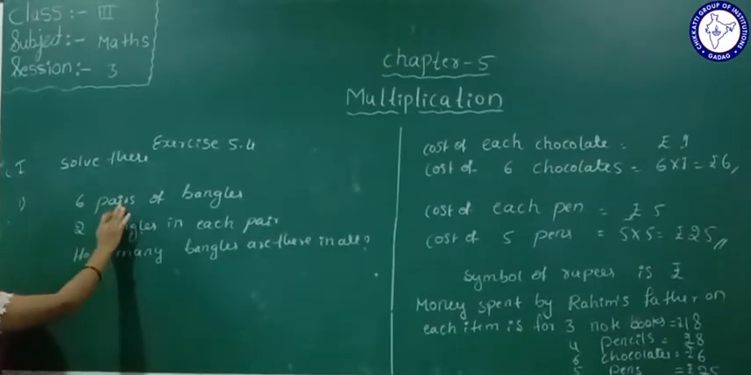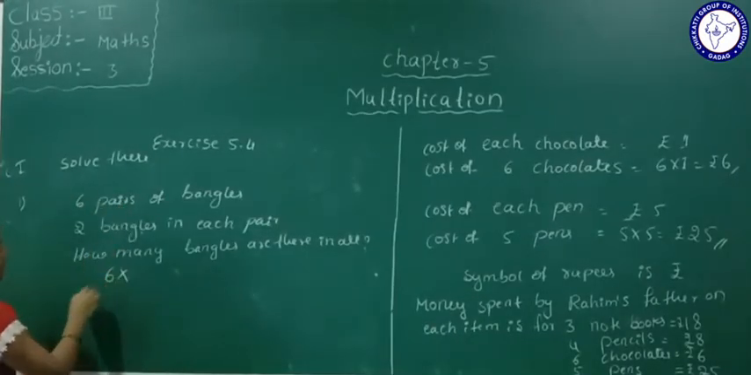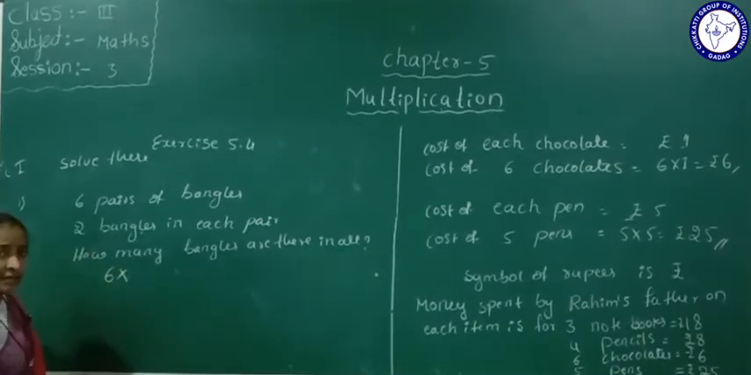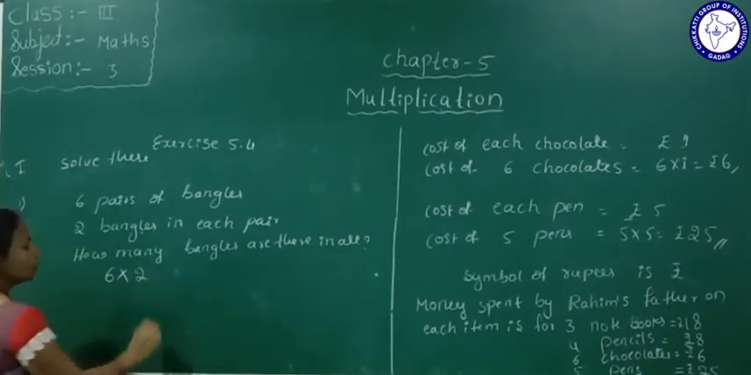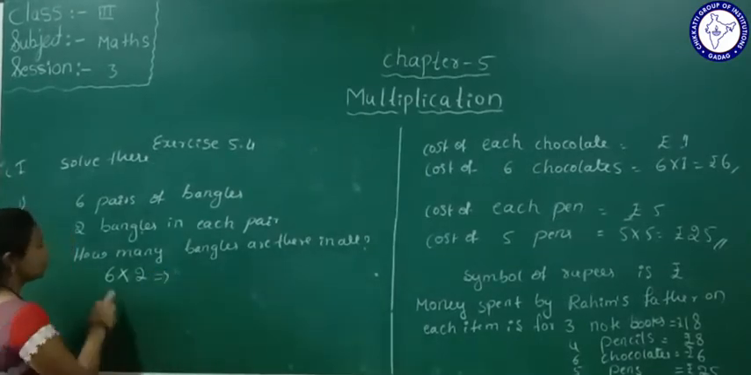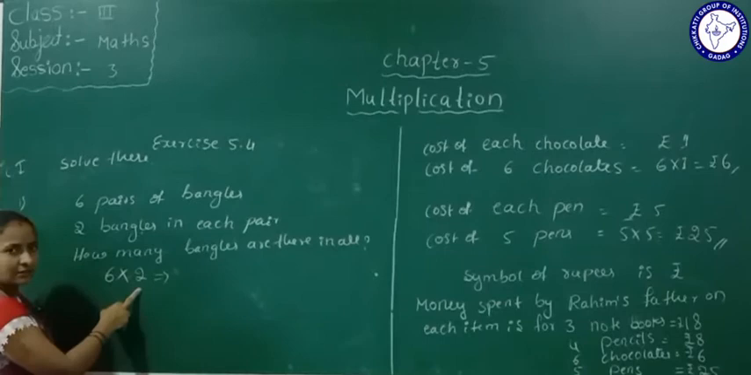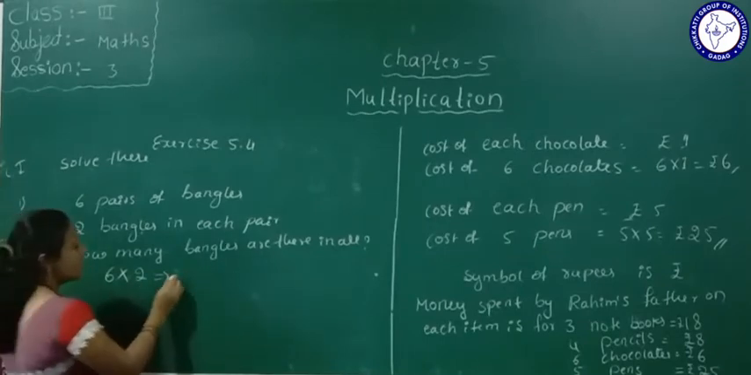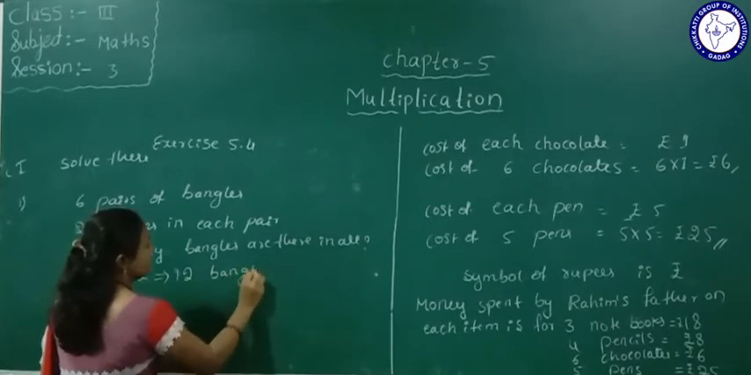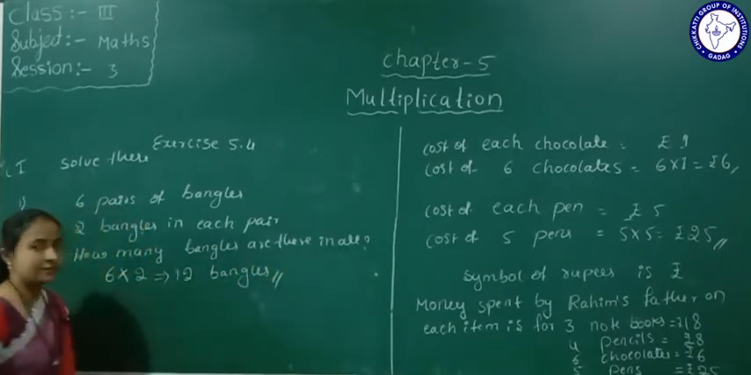So what are we finding here? How many pairs are there here? 6 pairs of bangles are there. In each pair how many bangles are there here? In each pair 2 bangles are there. So we can get the answer: 6 twos are how much here? Yes, 6 twos are 12. Total how many bangles are there here? 12 bangles are there. Understood students?